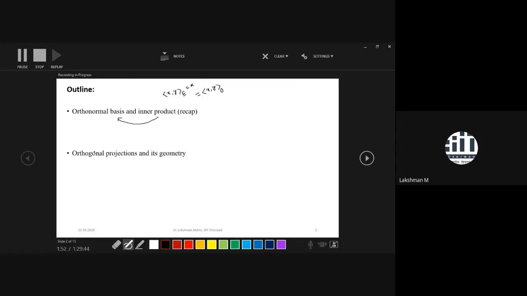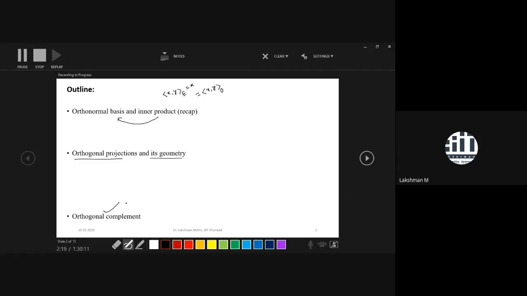Then I will talk about orthogonal projection. We will define it with respect to orthonormal basis, and also some geometry would be there. We know that every linear transformation has a geometry, so that is why it is essential to talk about the geometry of transformation. Then at last I will discuss orthogonal complement.